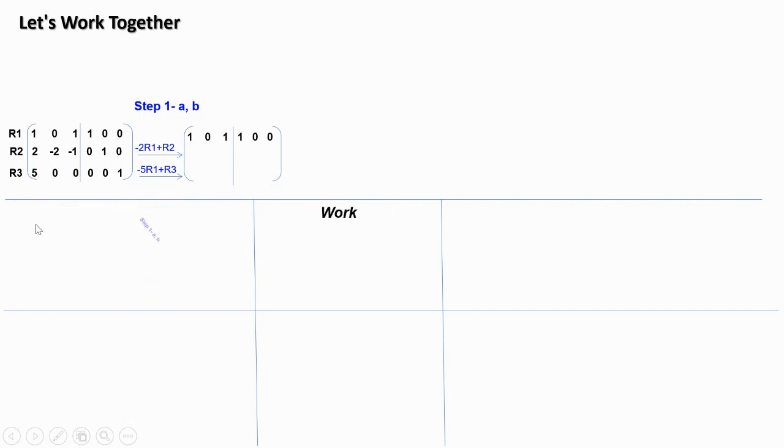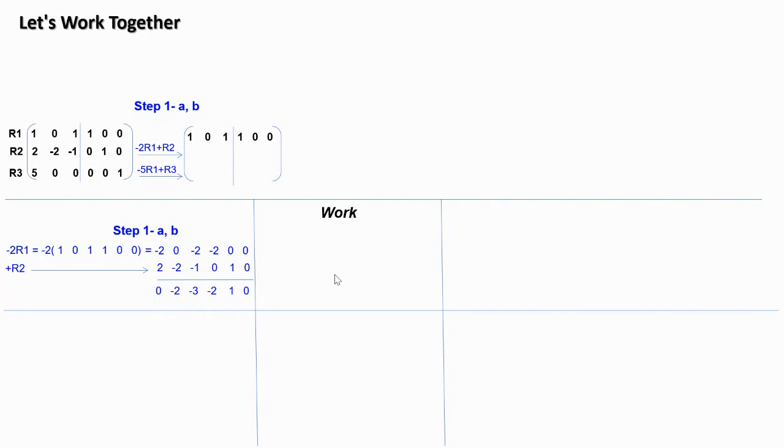And here's my work. The step 1 has 2 parts, A and B, right? So negative 2 row 1 equals negative 2, right, times row 1. Which will give us negative 2, 0, negative 2, negative 2, 0, 0. And then plus row 2. Row 2, right, will be 2, negative 2, 1, negative 1, 0, 1, 0. And after we add them, it's going to give us 0, negative 2, negative 3, negative 2, 1, 0. So that's my new row 2.